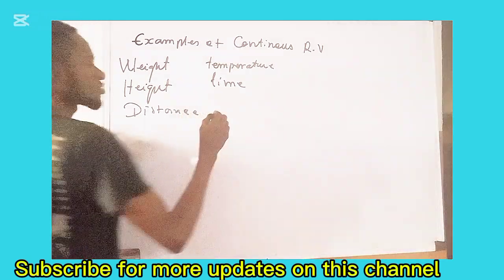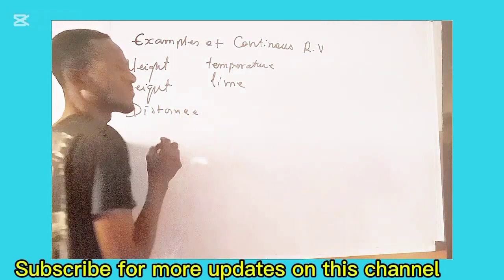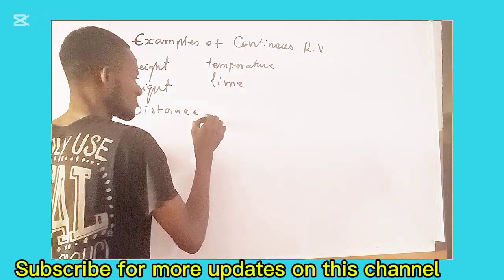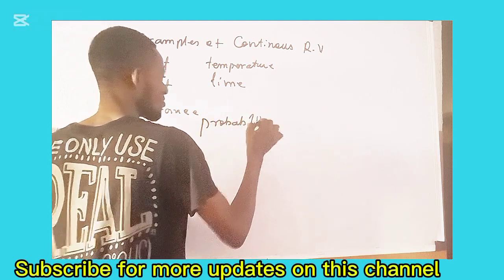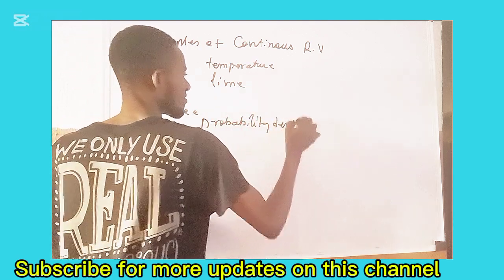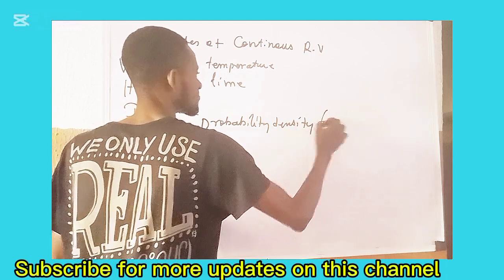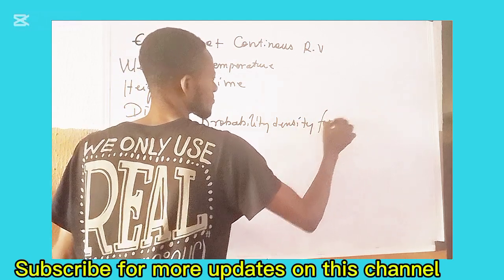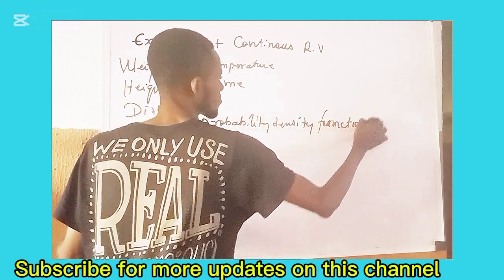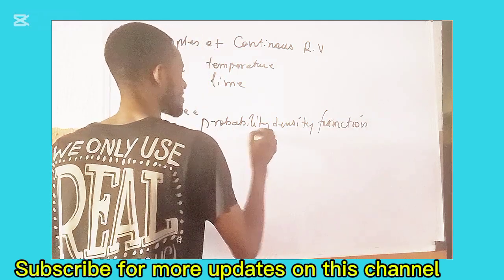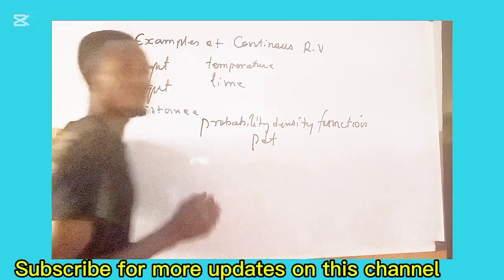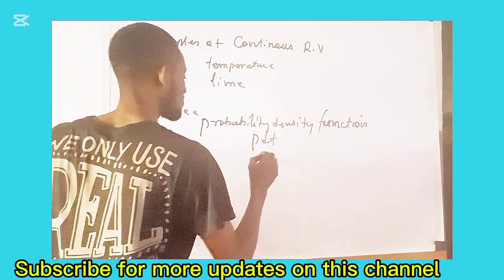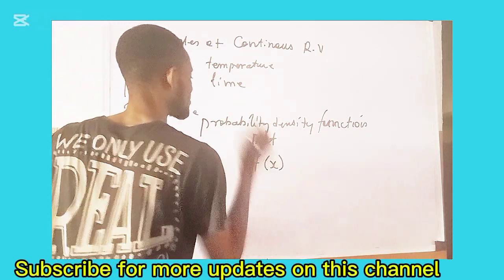So we now talk about what we call the probability density function. Probability density function, which is often written as PDF. And it is always denoted as f of x.